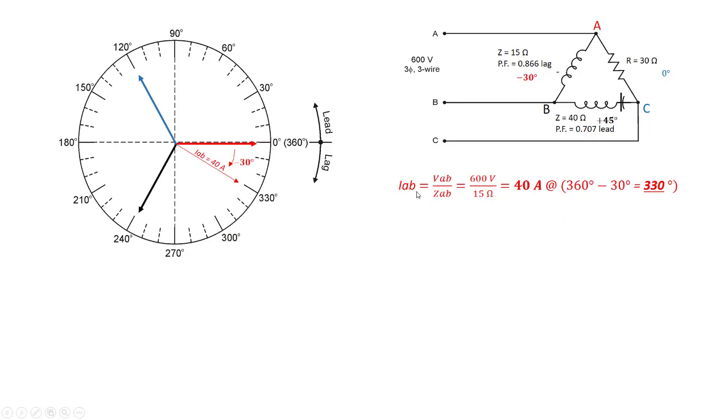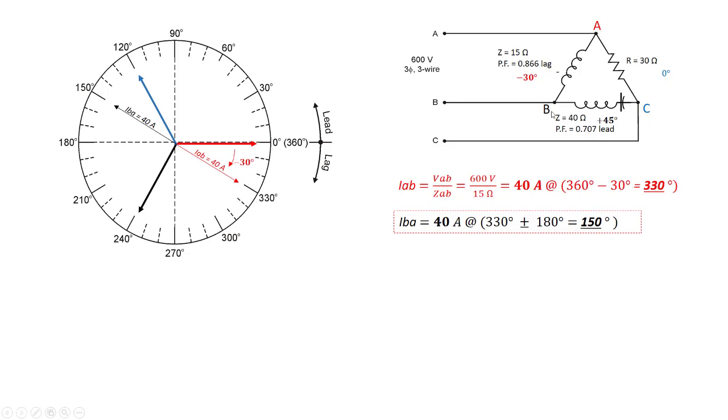Now, while I'm looking at IAB, I know that phasor IBA is going to be the exact same magnitude. It's the opposite phasor, but it's going to be 180 degrees from wherever IAB was. So IAB was at 330 degrees. I'm going to find the opposite to that, so 330, subtract 180, it comes to 150. So I'm going to go ahead and plot that out. IBA is 40 amps at 150 degrees.